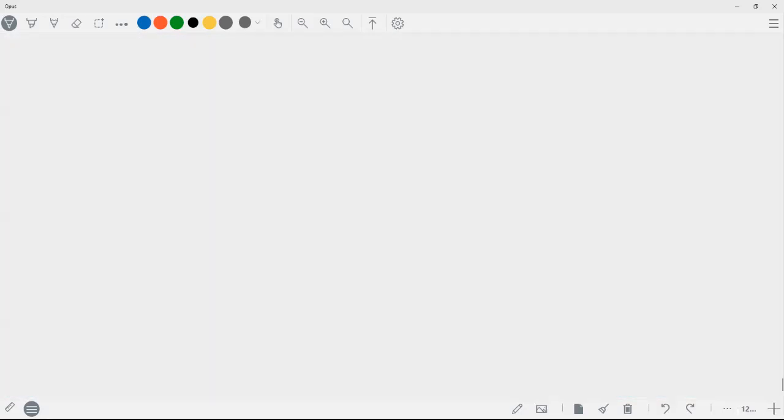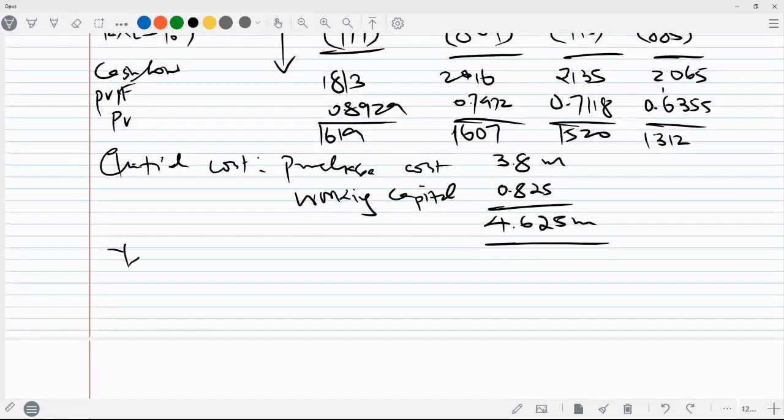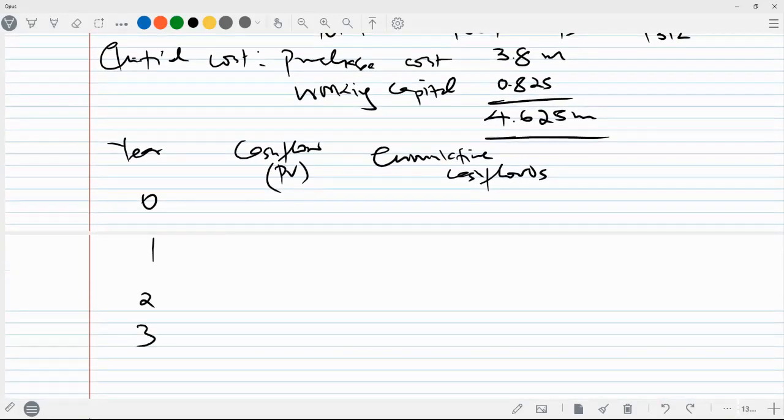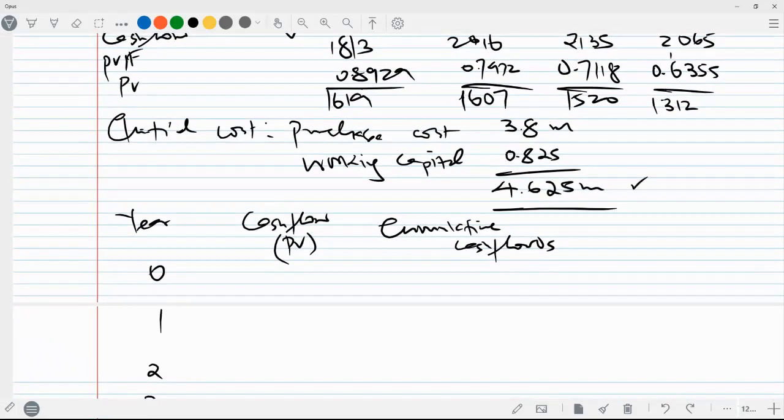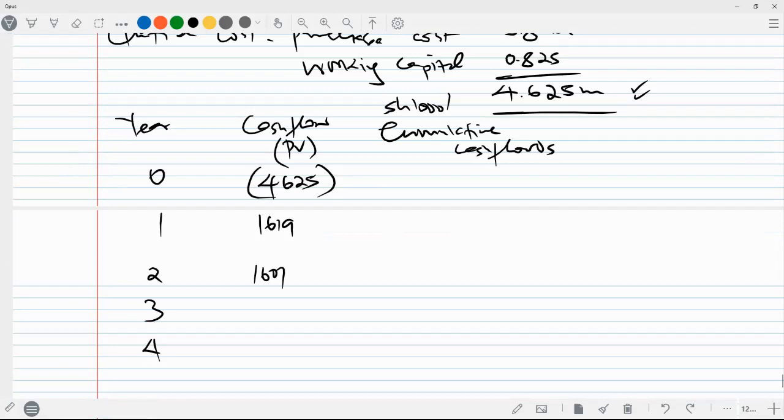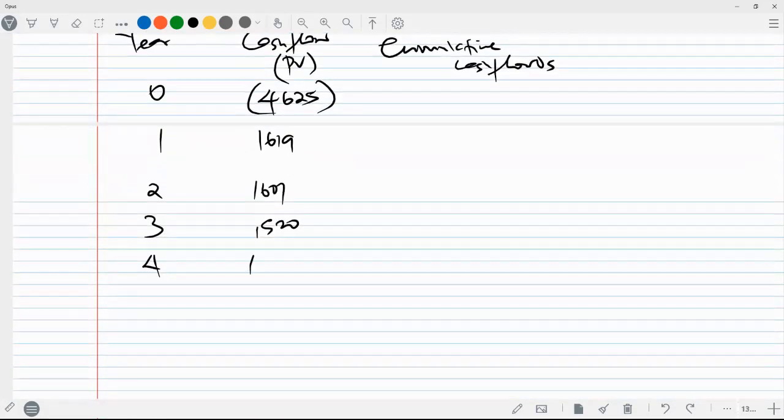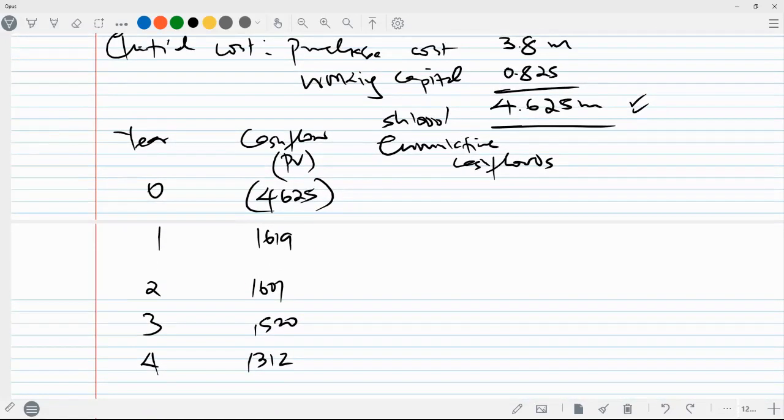I don't have space here to extend my working, so I'll just have here the cash flow in present value. You'll have cumulative cash flow. Year 0, year 1, year 2, year 3, year 4. Year 0 we got negative 4625, these are in thousands. Year 1 present value 1619, year 2 1607, year 3 1520, year 4 1312. The accumulated cash flow for year 0 is negative 4625. We earn 1619, therefore the balance is negative 4625 plus 1619.